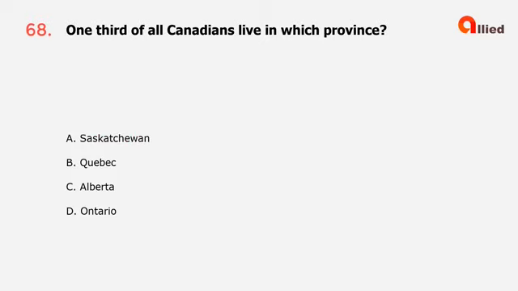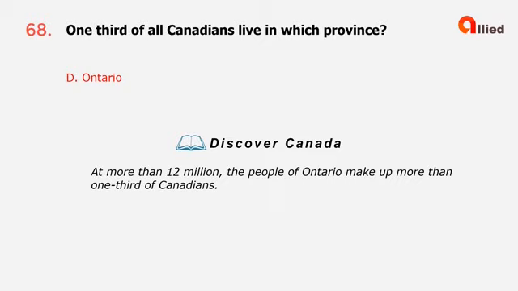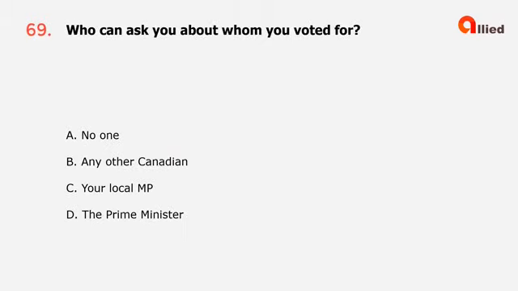Question 68. 1/3 of all Canadians live in which province? A. Saskatchewan. B. Quebec. C. Alberta. D. Ontario. The answer is D. Ontario.